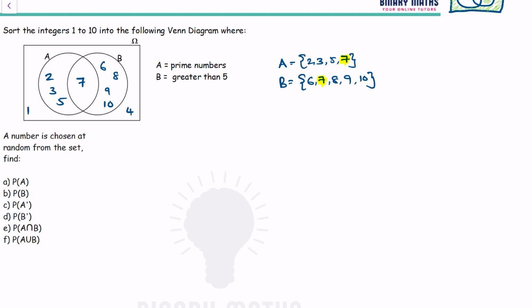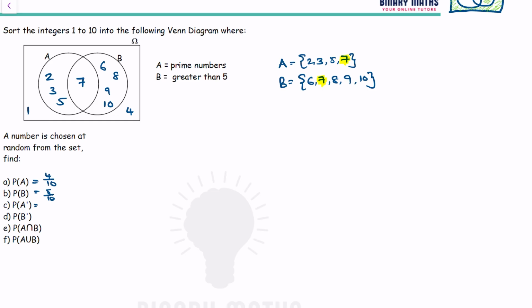The probability of A is everything that is in A. So if we think about it, everything that is in this part of the circle, you can see 4 numbers out of 10. So that would be 4 out of 10. Everything that is in B would be everything that's in the circle representing B. 1, 2, 3, 4, 5. So that would be 5 out of 10.